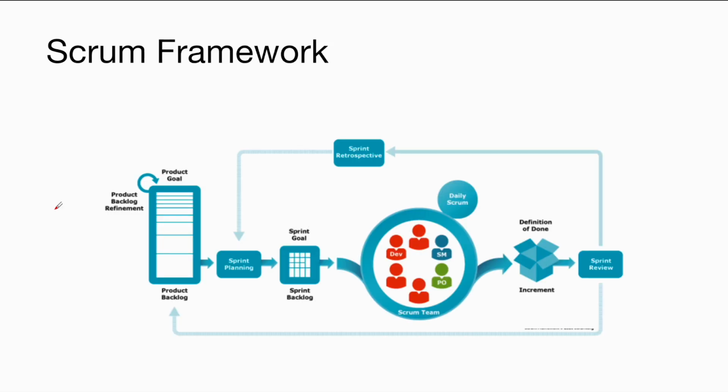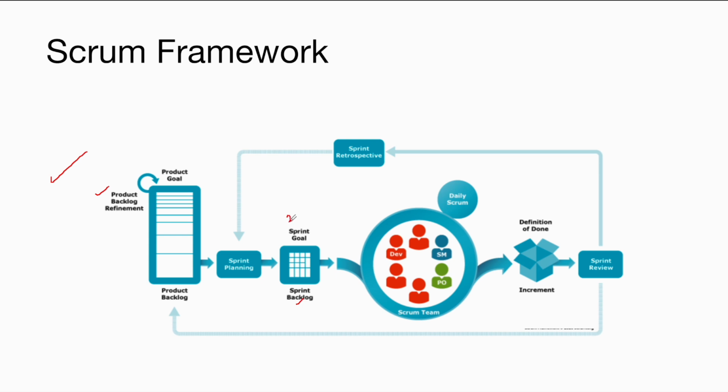If we want to display the Scrum framework that we have discussed so far in a pictorial representation, we can display it in this way. Here is the product goal. It means the list of features to be developed in a project. It is also called the product backlog. After sprint planning, you will have a sprint goal. That is also called the sprint backlog, the list of features to be developed in the particular sprint.